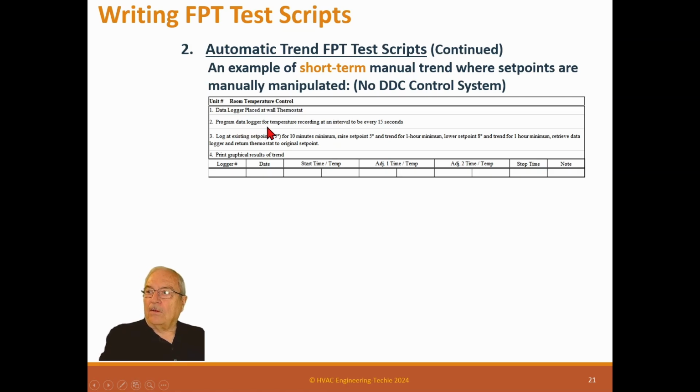Program the data logger for temperature recording at a temperature and humidity interval of every 15 seconds. You set up the data logger for your interval, 15 seconds. Log at the existing set point of 75 degrees for 10 minutes, and then raise the set point 5 degrees. Trend for 1 hour minimum. Lower the set point 8 degrees and trend for 1 hour minimum.